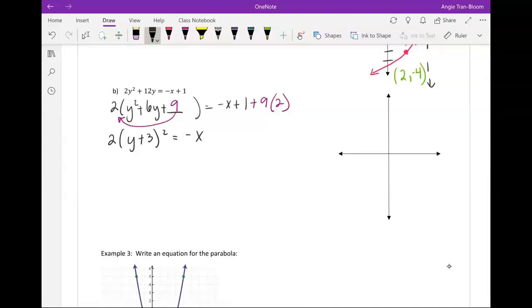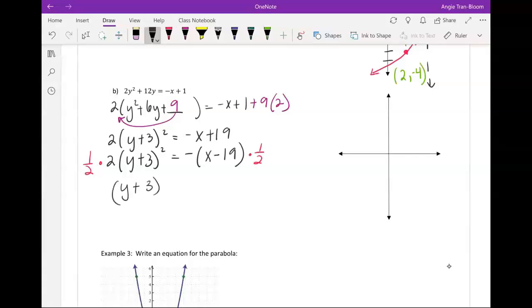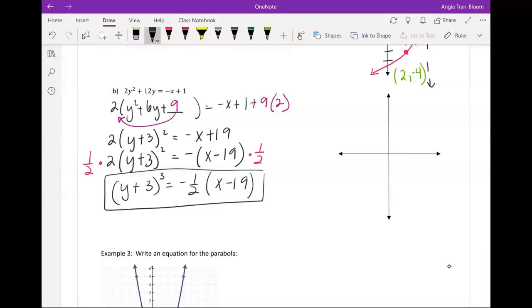1 plus 18 is really now 19. And then we're going to get rid of this 2 in the front very soon. But before I do that, I want to factor out a negative 1. So that means I have x minus 19. To get rid of this 2 in the front, I'm going to multiply that by a half. What I do to that side, I do to this side. Here is our equation. Y plus 3 quantity squared equals negative 1/2 times x minus 19. This is our equation. Okay.